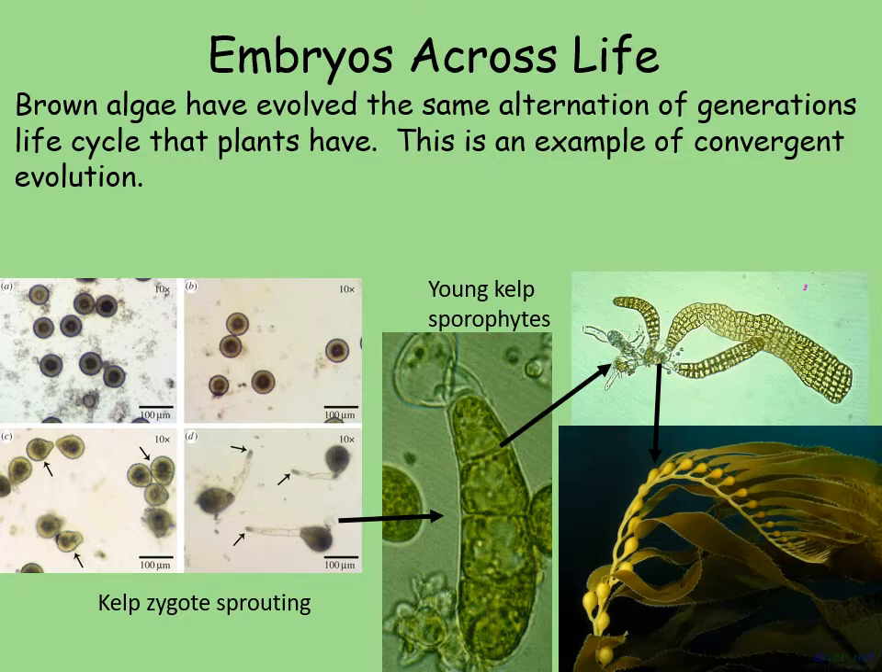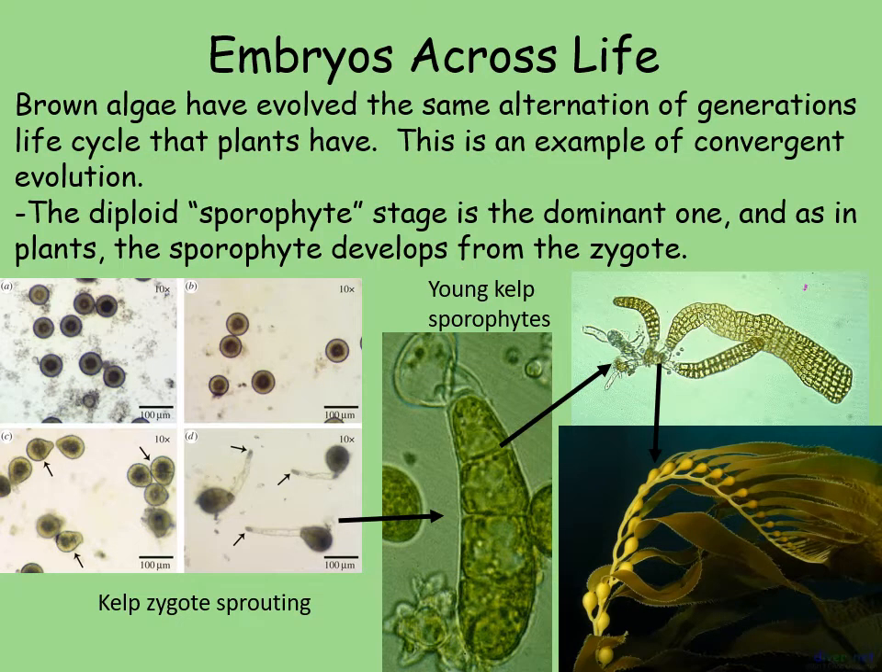So brown algae have evolved independently the same alternation of generations life cycle that plants have. So this is convergent evolution. They are not closely related to each other. It's just that they both evolved a life cycle that's very similar.